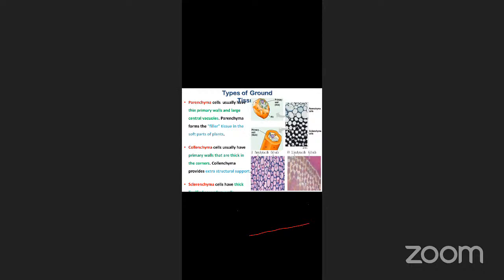Next, lamellar. This type shows thickening on the tangential walls rather than the radial walls. Example, stem cortex.